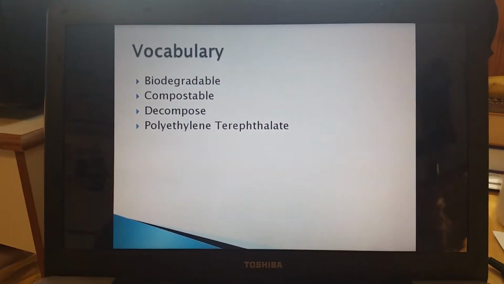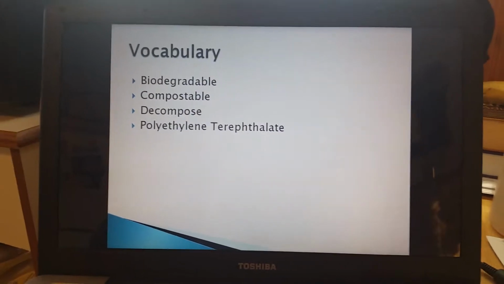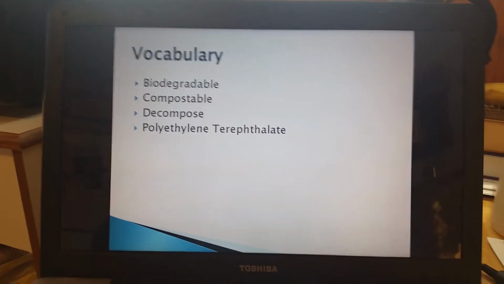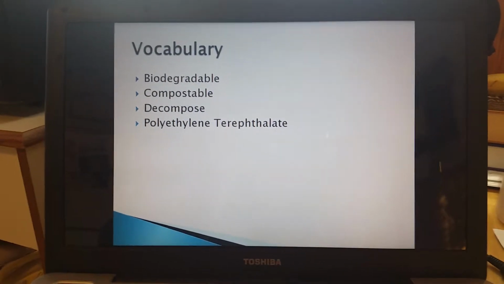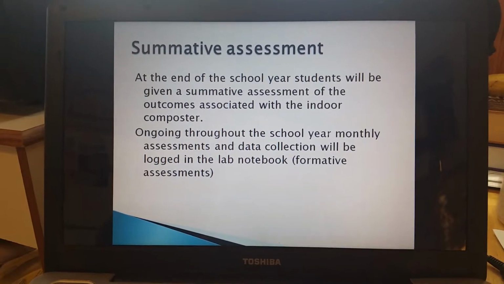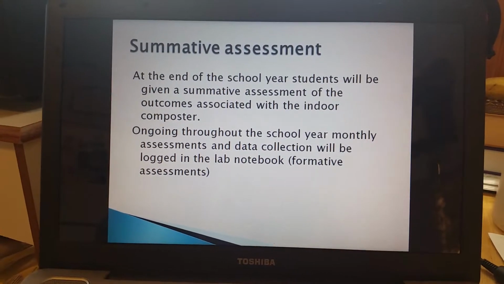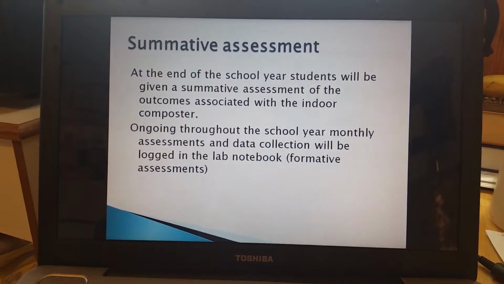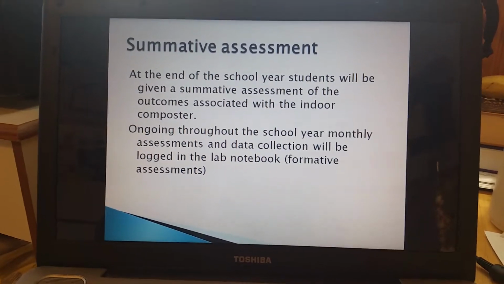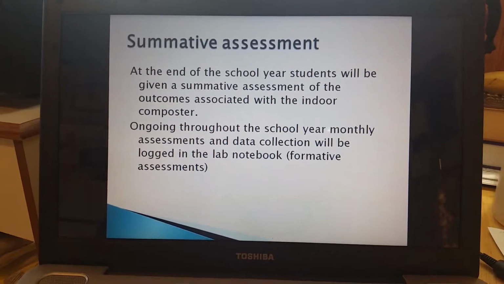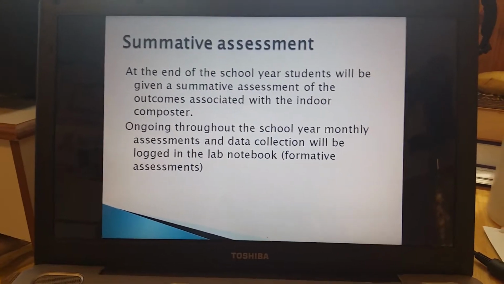There's some vocabulary words, just a few, maybe more added to that once they came up with some of the items that would be listed in the makings of plastic. They may have a few more that would add to their vocabulary. And the summative assessment would be at the end of the school year. I would assess what their outcomes were of their indoor composter. And ongoing throughout the school year, monthly assessments and data collection would be logged in the lab notebook, which would be more formative assessment.